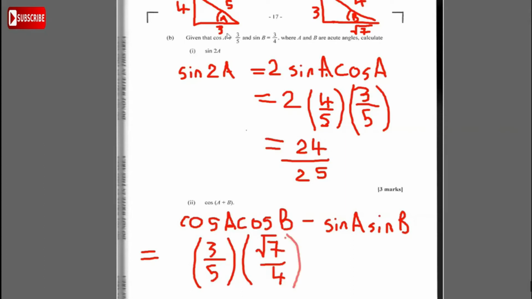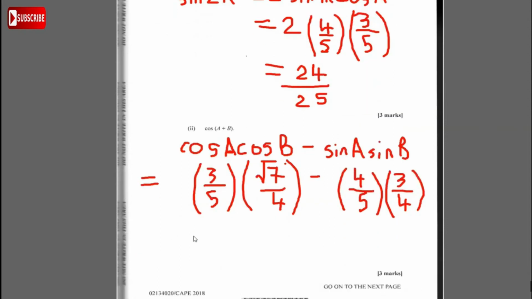Sine A, we'll go over to this triangle again. Sine A is opposite over hypotenuse, which is 4 over 5. Minus sine B. What is sine B? Sine B, we'll go over to this triangle. Sine B is opposite over hypotenuse, which is 3 over 4. You may proceed to simplify your answer now. This is 3 root 7 over 20.